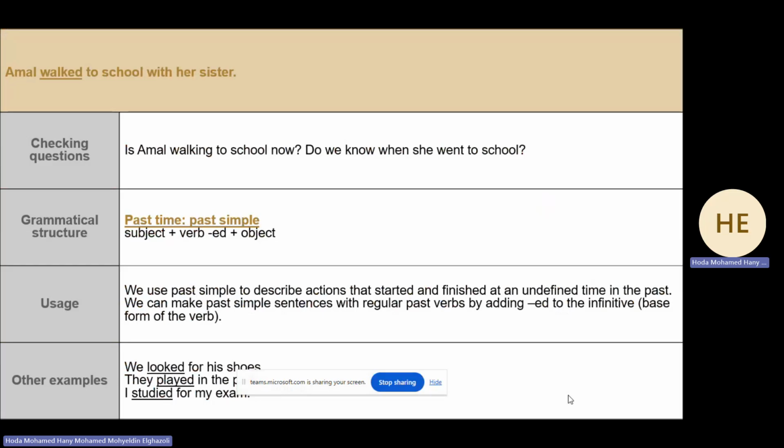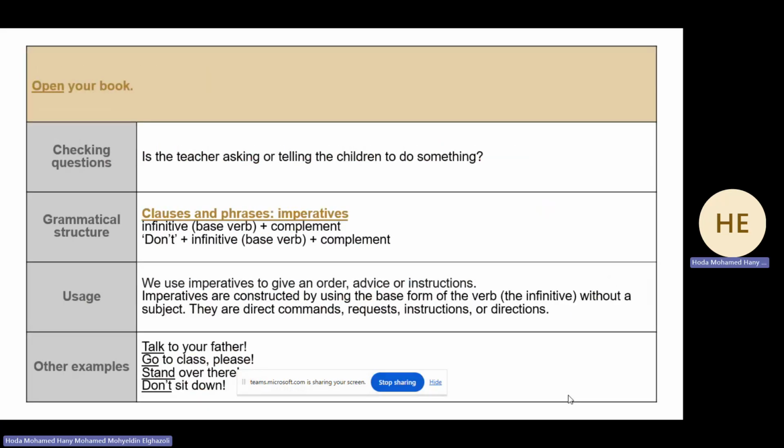For example, we looked for his shoes. They played in the park. I studied for my exam. Imperatives are used to give an order, advice, or instructions. For example, they could be direct commands, requests, instructions, or directions. Examples: talk to your father.